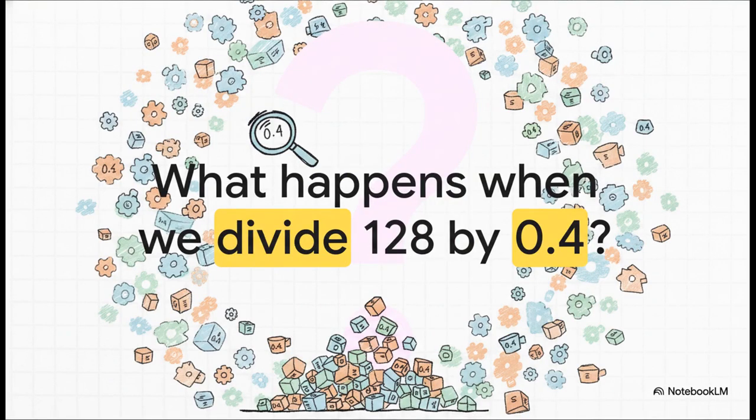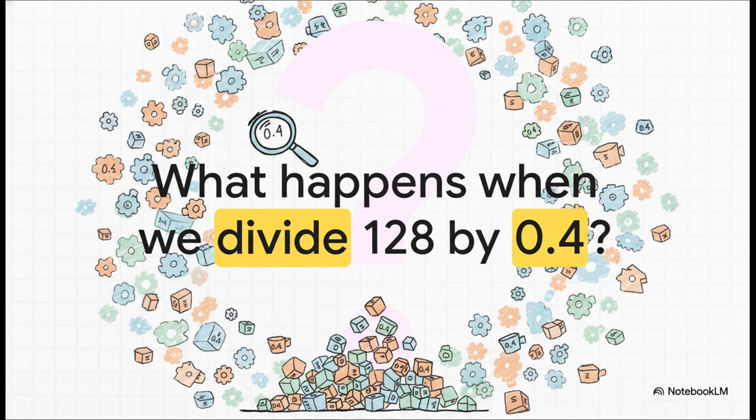Simple enough. So the absolutely crucial point here is, what happens when we flip the script? What if our divisor is a decimal less than 1? Like, what happens when we divide 128 by 0.4? Well, prepare for the rule of surprise. The answer is 320, proving that the quotient can actually be remarkably larger than the dividend.